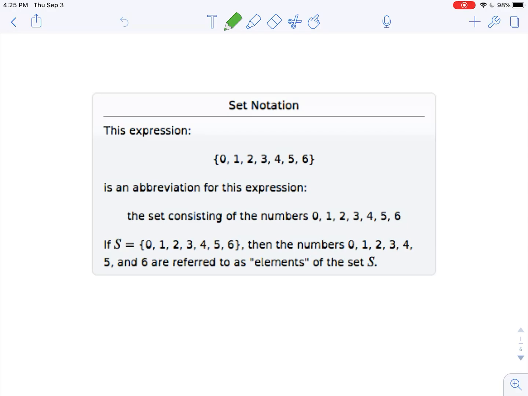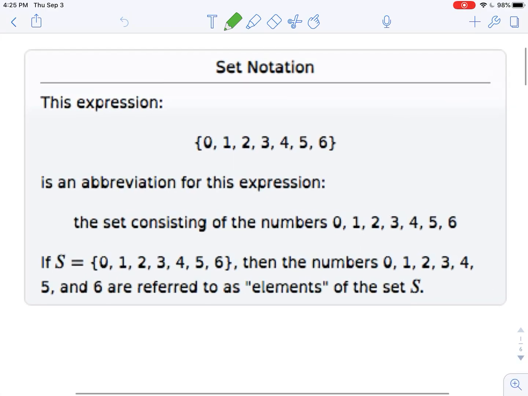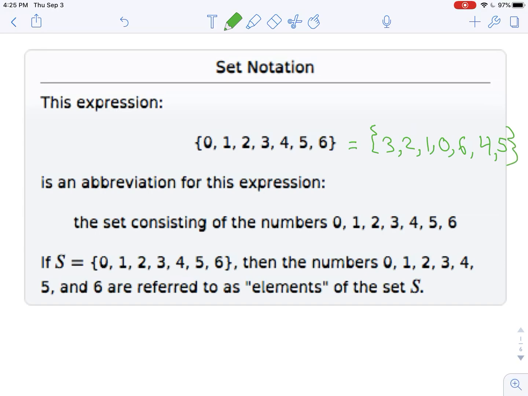When I'm talking about set notation and I use braces, notice I've got these nice little curly braces here. When I'm saying 0, 1, 2, 3, 4, 5, 6, it's a way of saying the set consisting of the numbers 0, 1, 2, 3, 4, 5, and 6. Understand, by the way, that when I'm writing in set notation, I could write them in whatever order I choose. Order should not matter whenever I'm writing set braces. I hope that makes sense.